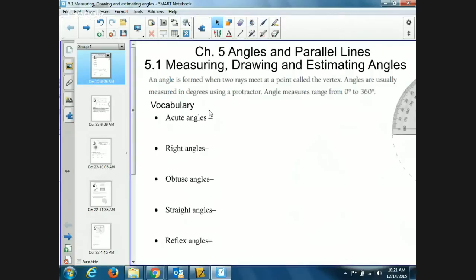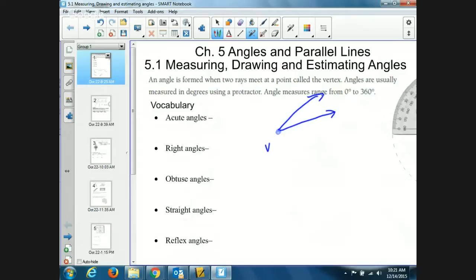Okay, chapter 5, angles and parallel lines. You guys get to this. 5.1 is measuring, drawing, and estimating angles. What are angles? First of all, an angle is formed when two rays meet at a point called the vertex. There's the vertex right there. Here's two lines.